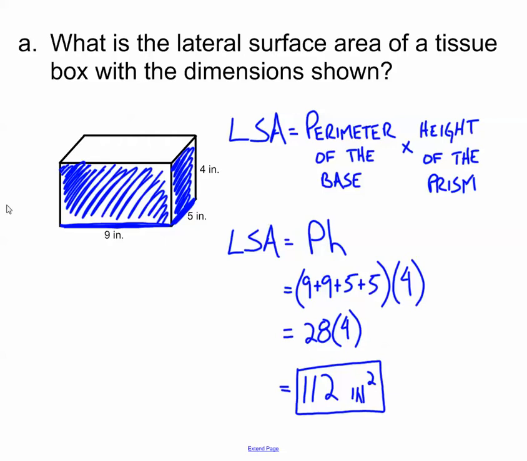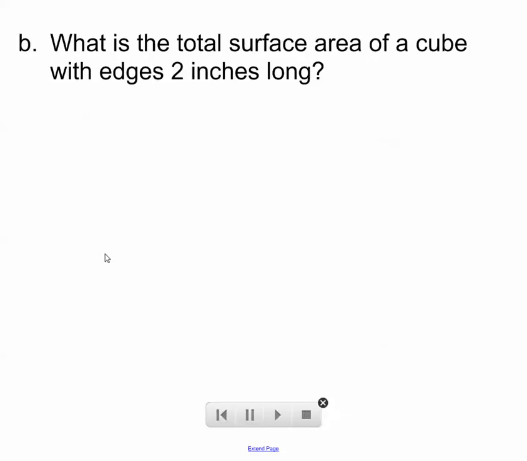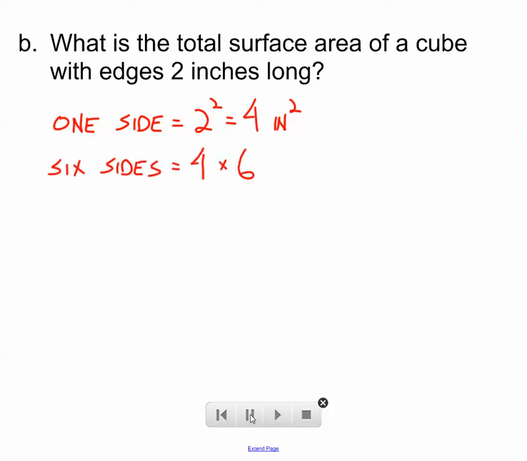So base times height. What is the total surface area of a cube with edges 2 inches long? Okay, well, a cube has all side lengths the same. All edges are the same length. So one side would be 2 by 2, or 4 square inches. A cube has 6 sides, or faces. So we'll take that 4 square inches, multiply it by 6, and we get 24 square inches. One side is 2 times 2, 4 square inches. 6 sides would be 4 times 6, 24 square inches.